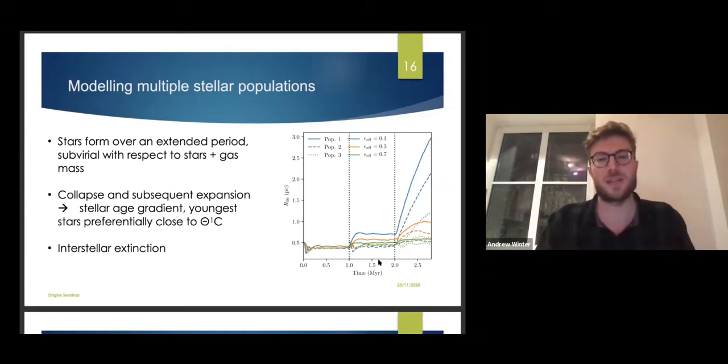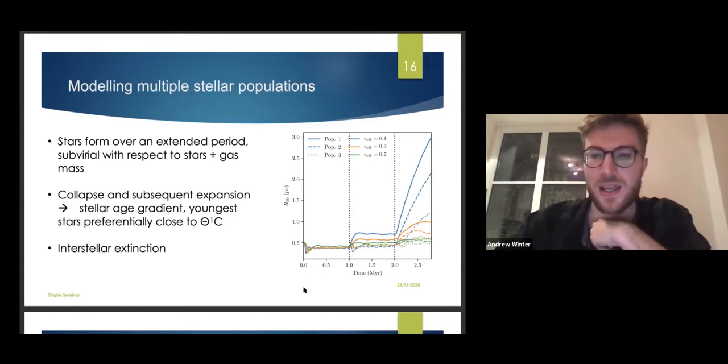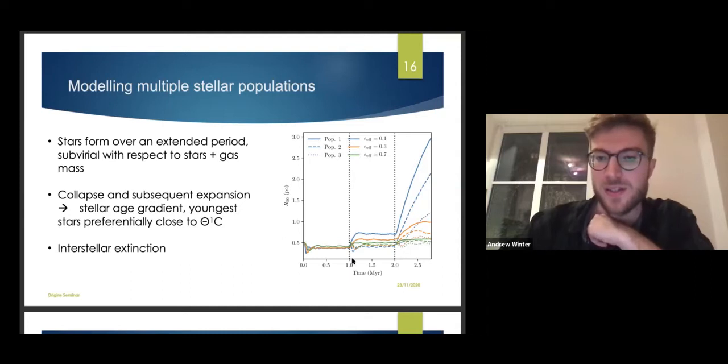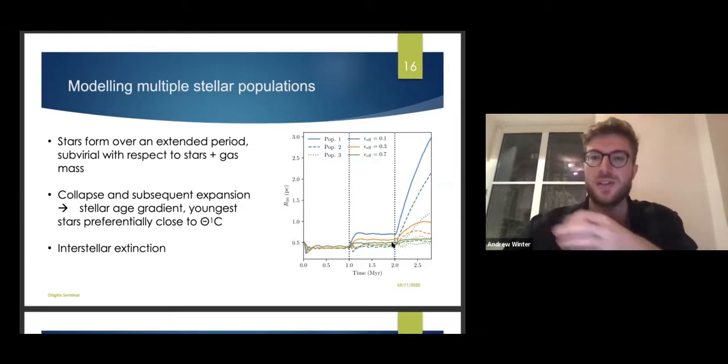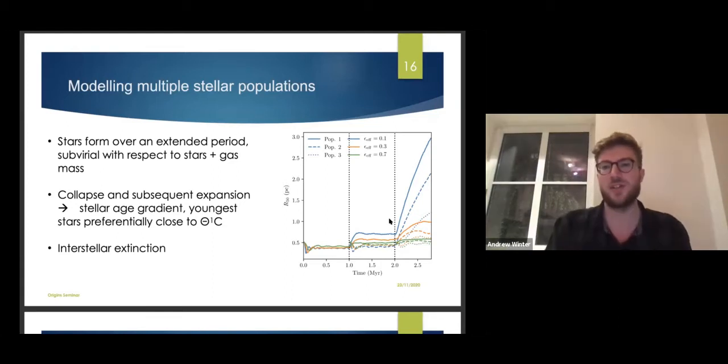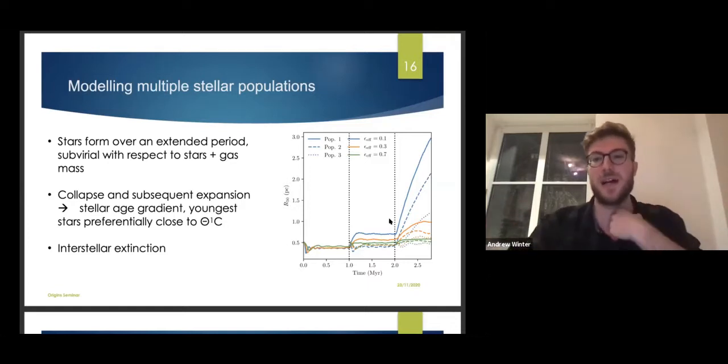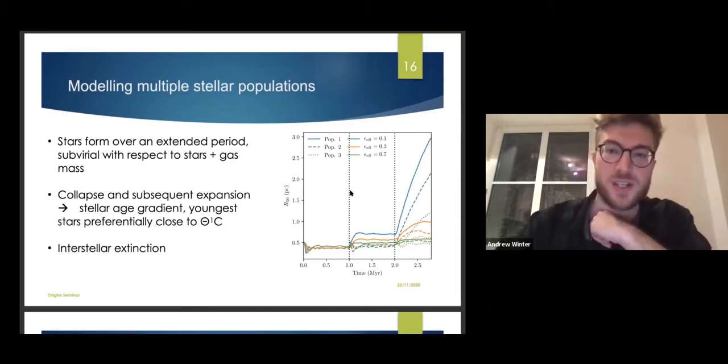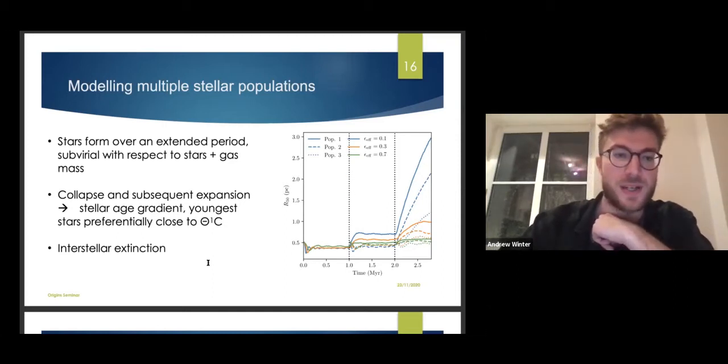Then as you remove that gas potential again, so in this figure here, we can see where I've removed the gas potential and added a new generation of stars by these dotted vertical lines. And then R50 is just the half mass radius of the different populations. So with each population added, what you can see for different assumed star formation efficiencies is this segregation of the three populations. You naturally produce the younger stars towards the center, the younger stars migrate inwards, and the older stars, as you remove this potential, are allowed to expand outwards. And depending on your assumed efficiency, you can get different degrees of segregation.